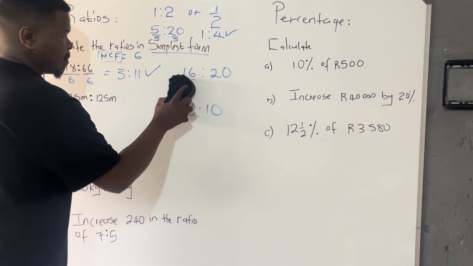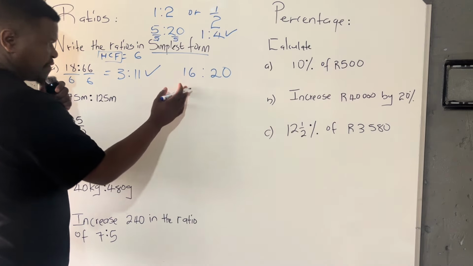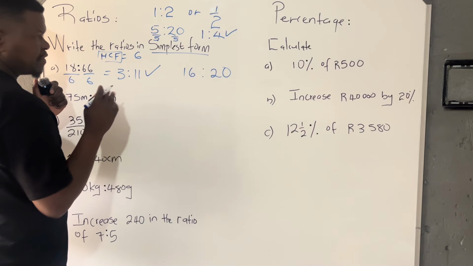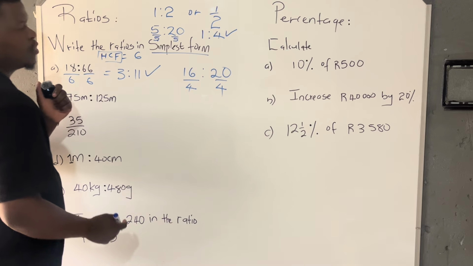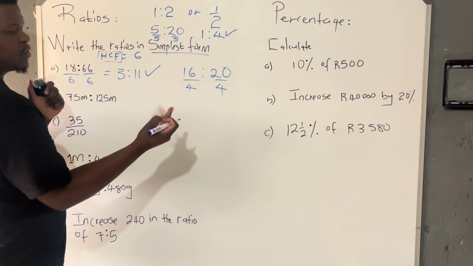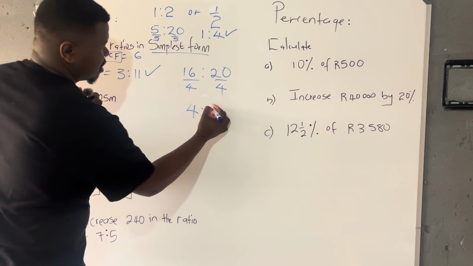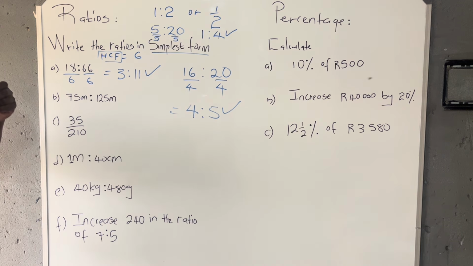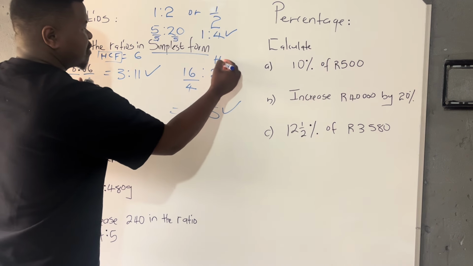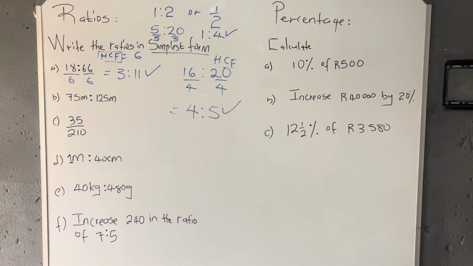For instance, if I find the highest common factor, which is definitely 4, I divide by 4. You will see that 4 into 16: 4, 8, 12, 16, that is a 4. But 4 into 20, that is a 5. Straight to the point, I don't have to simplify this further because I used the highest common factor. I think that is clear now.